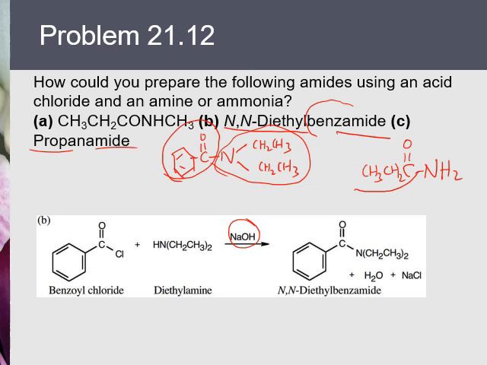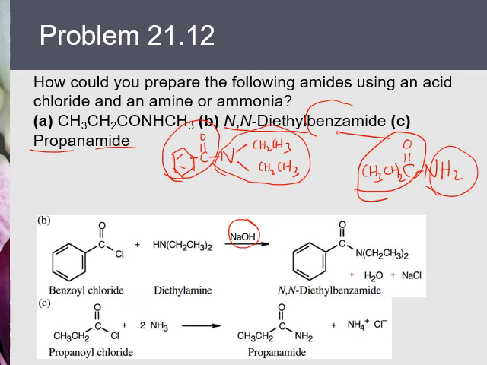This can be prepared by propanoyl chloride with ammonia. Okay, so propanoyl chloride with ammonia. Because ammonia is very inexpensive, you can add 2 equivalents instead of adding other base. So one ammonia serves as reactant, the other serves as a base.